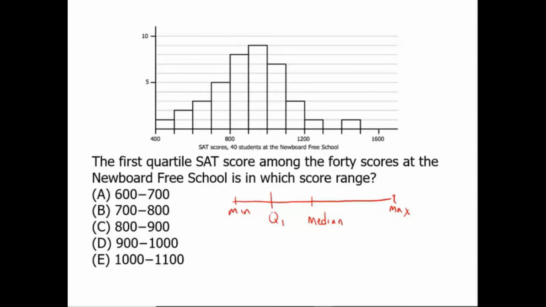Here there are 40 scores, so we know that 20 will be above the median, 20 will be below the median, and then the quartile will divide them into 10 above the quartile and then 10 below. So it's going to be higher than the lowest 10 scores. There'll be 10 scores below the first quartile and 30 scores above it. So where do we get to the first 10 scores? Well, we have 1 here, 2, 3, 4, 5, 6, 7, 8, 9, 10, 11. And so we don't know what the scores are, but it would be in this column, which goes from 700 to 800. Answer choice B.